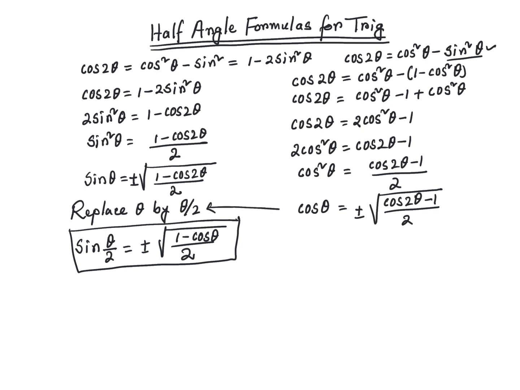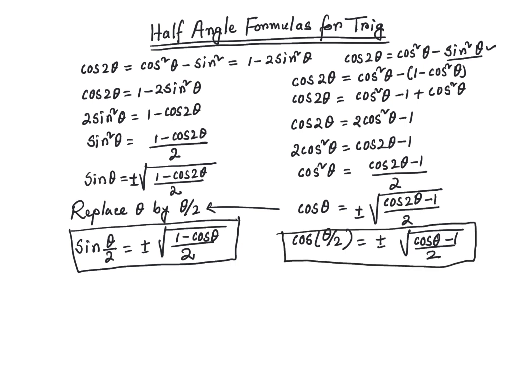Like in the sine case, we are going to replace theta by theta over 2. So that's going to give me cosine of theta over 2 is equal to plus or minus the square root of cosine of 2 times, I'm replacing theta by theta over 2, so that's going to give me just cosine of theta, plus 1, divided by 2. So that's, by the way, the second formula.